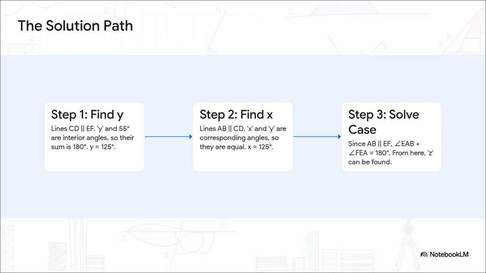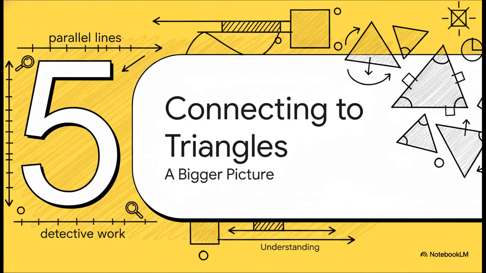Now we know AB is parallel to EF, and we're told EA is perpendicular to AB. That means angle EAB is 90 degrees. Angle EAB and angle FEA, which is just z plus 55, are consecutive interior angles, so they have to add up to 180. That means 90 plus z plus 55 equals 180, or z plus 145 equals 180. A little bit of subtraction, and we find that z is 35 degrees. Case solved.